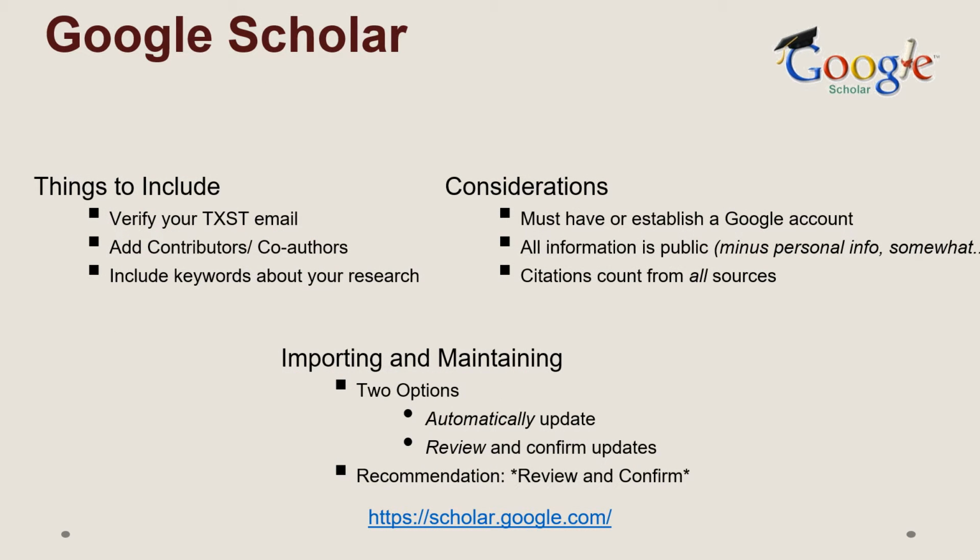Things that you want to include with Google Scholar: you want to verify your Texas State email. You can add contributors and co-authors. You do have to have a Google account. All information is public minus your personal info, but keep in mind it is Google. And your citations count from all sources. For importing and maintaining, you can set it to automatically update or review and confirm updates. Our recommendation here is to review and confirm.